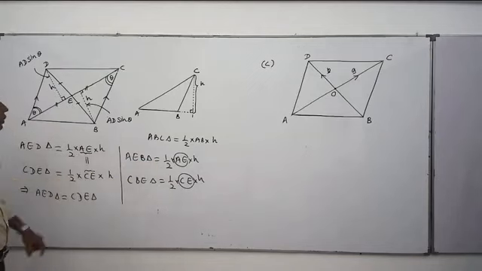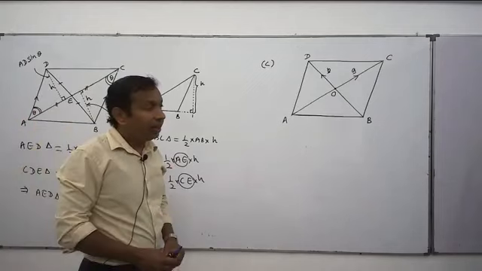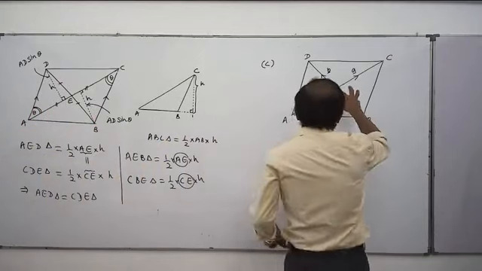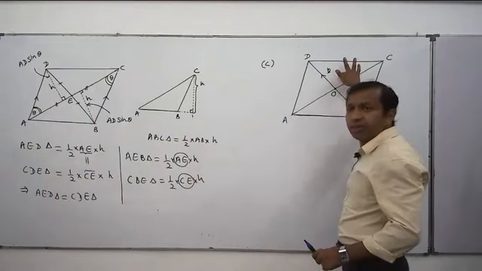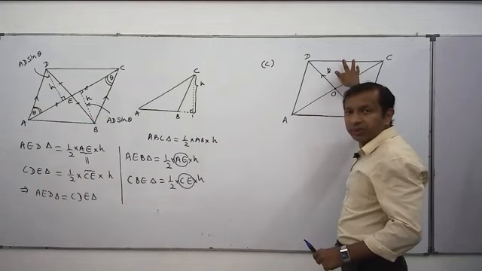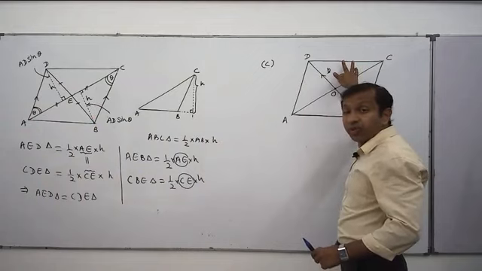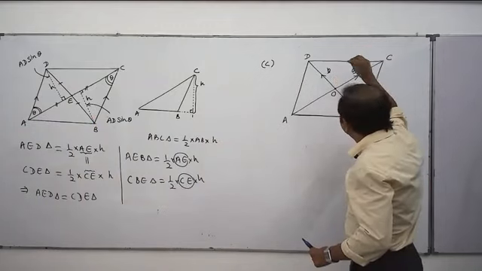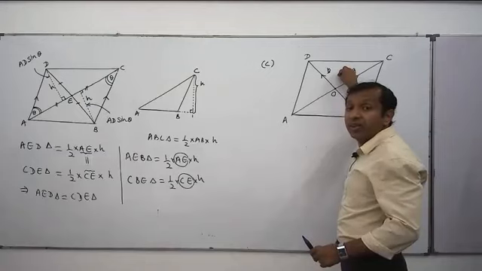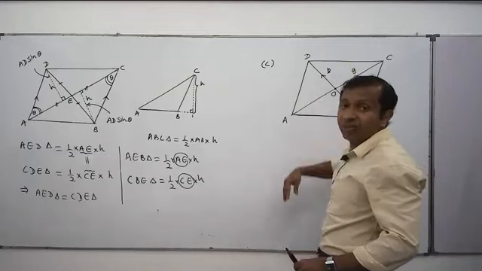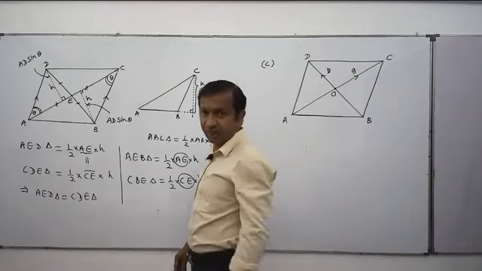Therefore, these four triangles are equal in area. Now, in this parallelogram also, these four triangles are equal in area. Understood? So to find the area of this parallelogram ABCD, we find the area of this triangle OCD and multiply that by 4 to get the area of the parallelogram ABCD. Understood?